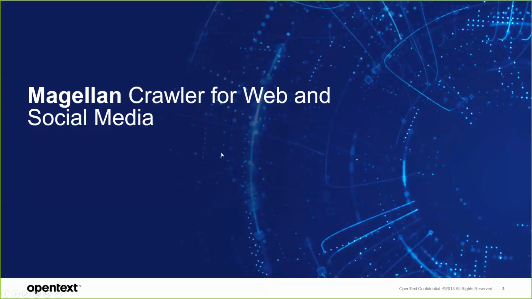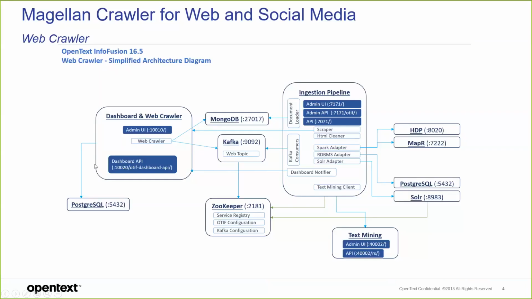So the first one we're going to talk about is the Magellan crawler for web and social media. So think of it this way. There's a lot of different components. We have a dashboard for the web crawler, and that kind of shows the different pieces for it. So there's a dashboard API there. Internally, we use MongoDB to store the status of the different websites that we crawled and when we crawled them. There's also Kafka involved to do the orchestration of this. We use Zookeeper as well. So there's a lot of different internal architectures.